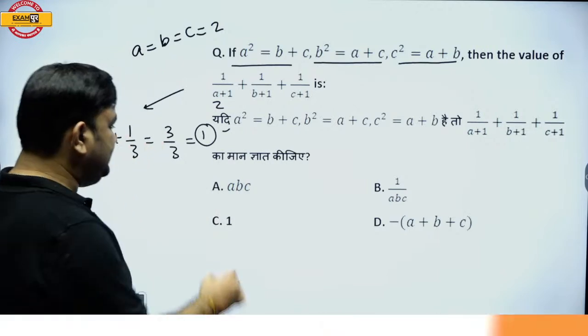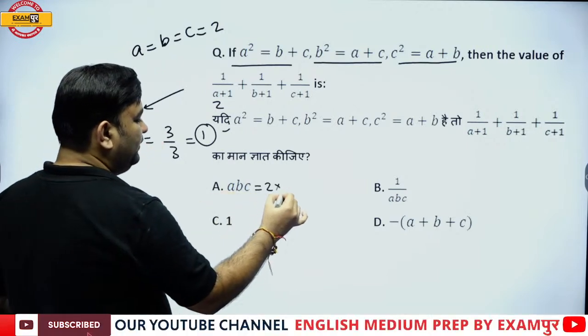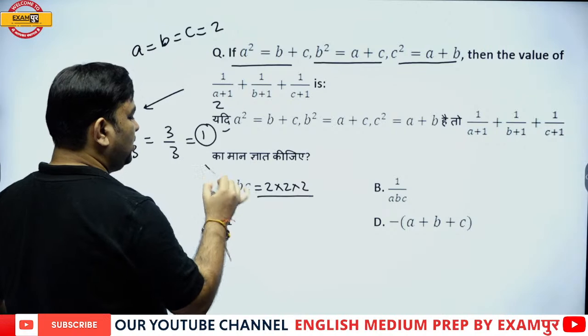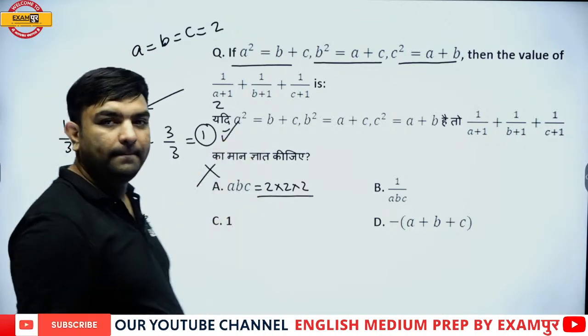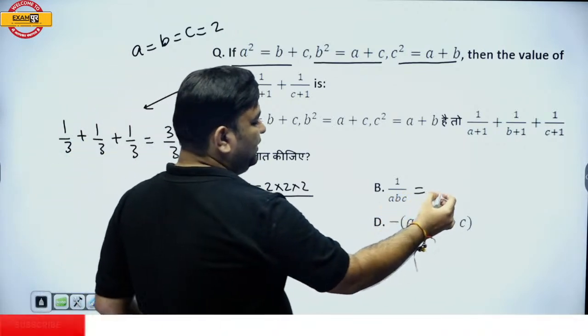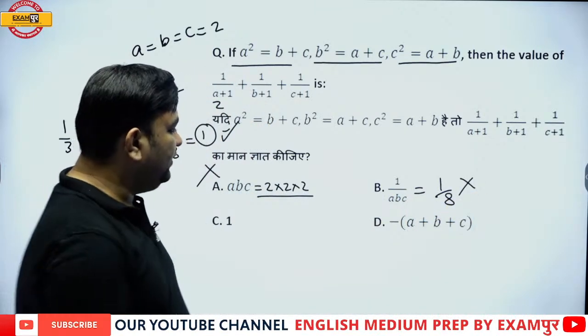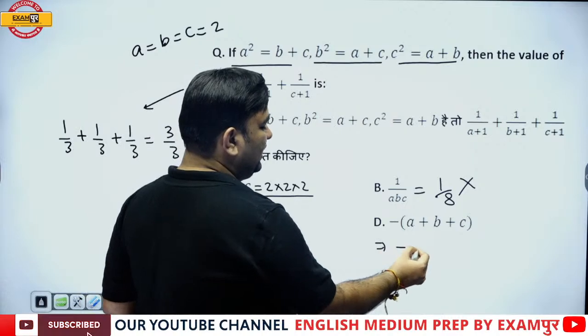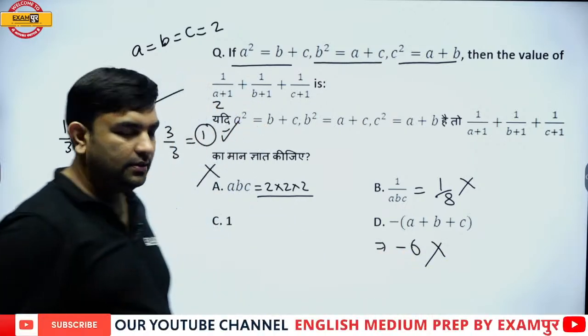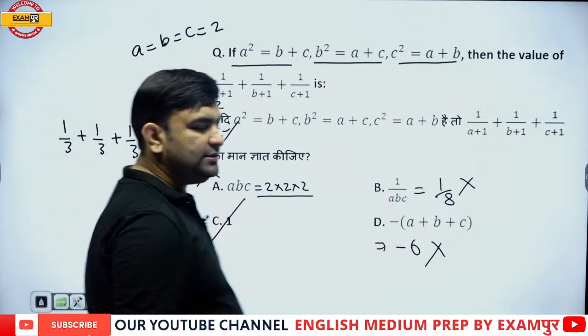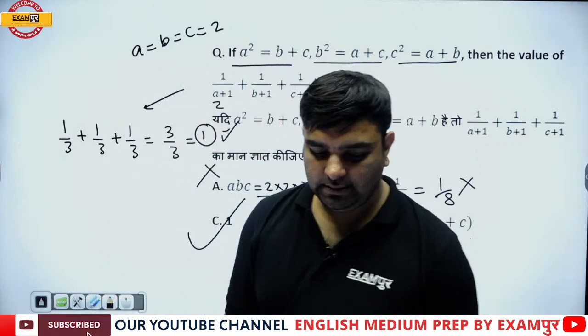If you put A, B, C as 2, 2, 2 here, you will get 8, which is not the answer because your answer is 1. If you put A, B, C as 1, 1, 1, you will get 1/8, which is also not the answer. If you put 2, 2, 2 over here, you will get minus 6, which is also not the answer. So 1 is the ultimate answer.